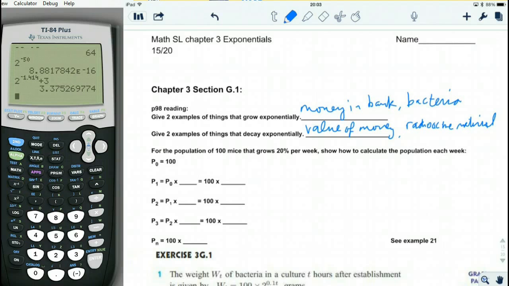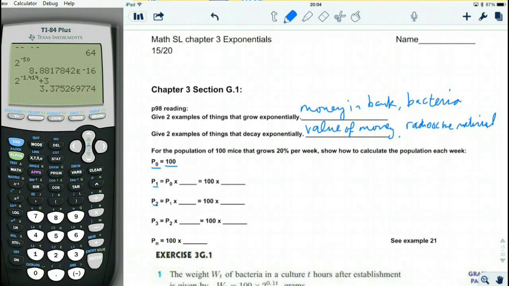And then they give a problem here, which is a typical problem. It's a population growth problem. So if you have 100 mice that grow 20% per week, show how to calculate the population each week. So the subscript here, P0 for example, is the week that has passed. So P0, which is the initial population, is 100.